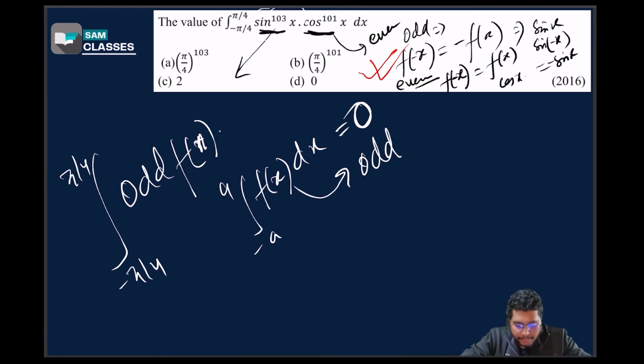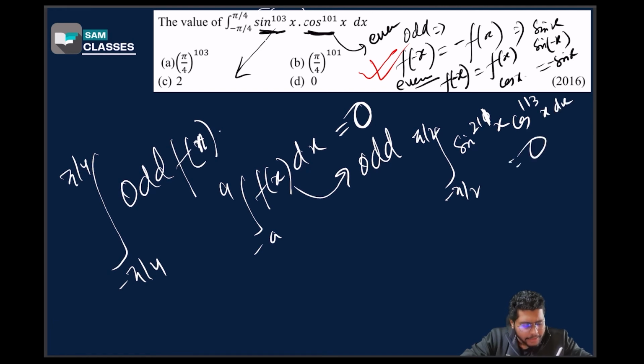So what can KCET give you next time? Let's say minus pi by 2 to pi by 2, and they can give you sine of 210x or 211x times cos of 113x dx. Then also you can directly put 0 and chill. That's it. Nothing more than that in this question. So you need to understand the concept, students. Even for the short tricks, you need to understand the concepts.